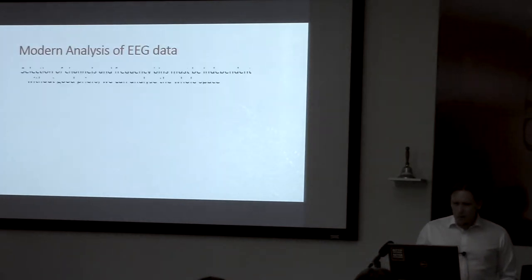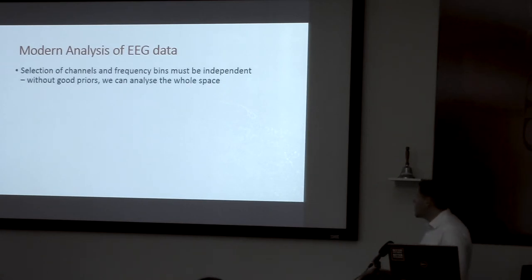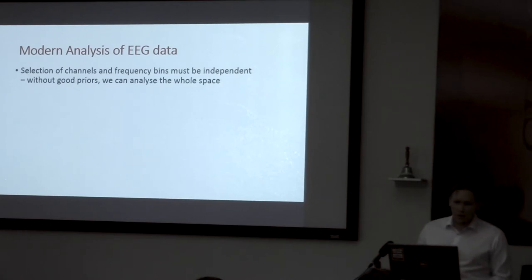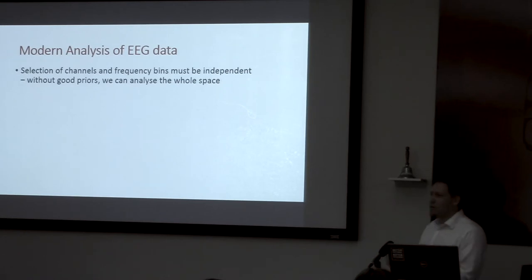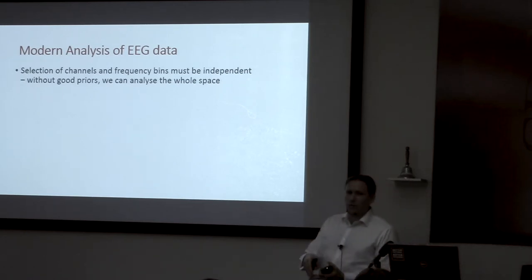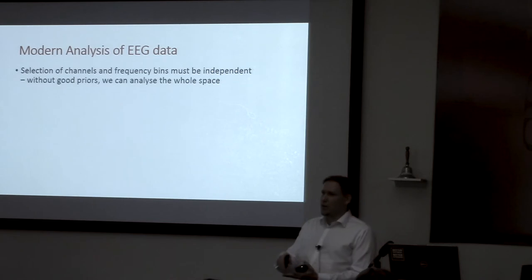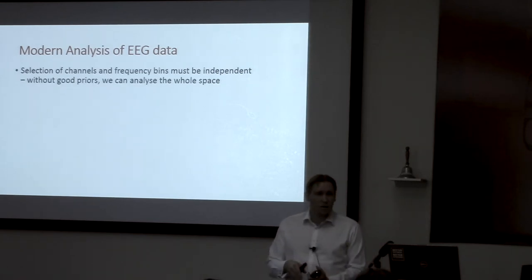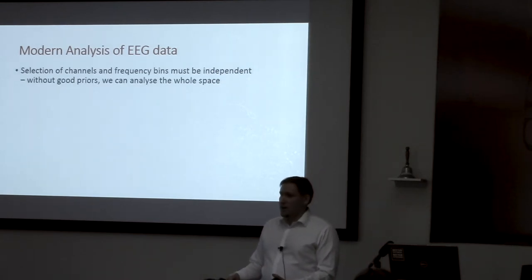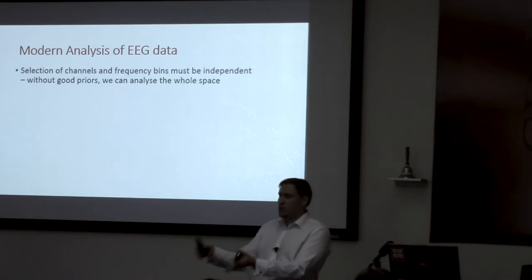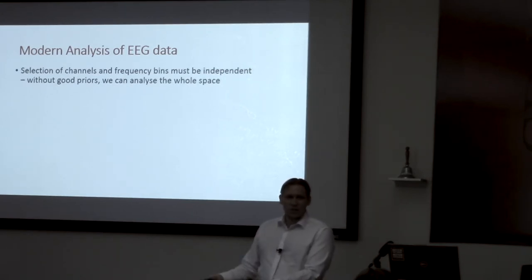So, to conclude, the selection of channel and frequency bins, or time frame, must be independent, unless we have good priors. Basically, we can analyze the whole space. So if you do have a previous experiment and you say, well, I know this is that component, or this is that channel and that frequency bin, or that time frame I'm interested in, that's absolutely fine. Because you do your new experiment, you go at that place, and you use your statistics.